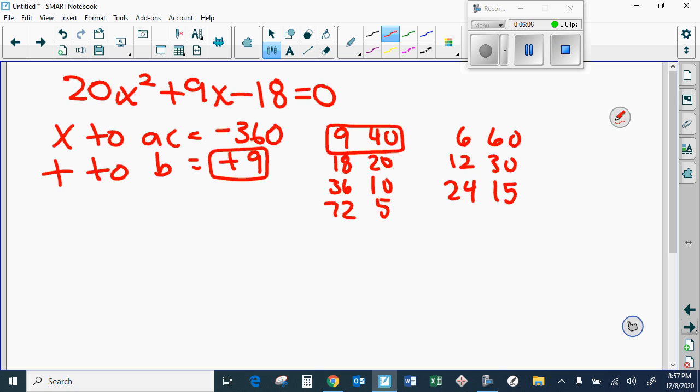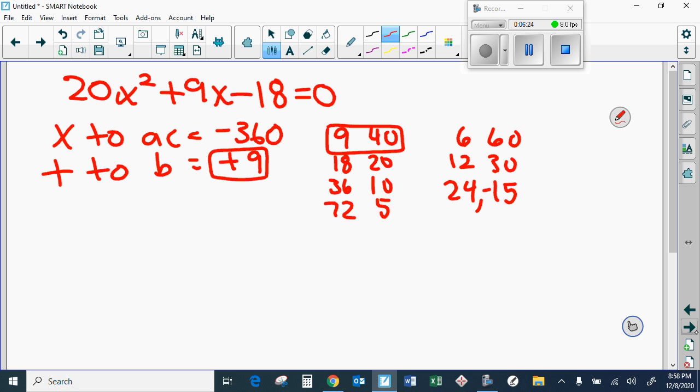Well, now I look at that. What's the difference between 24 and 15? 9. And so my two numbers are going to be 24 and negative 15. Okay, 24 minus 15 is 9, and 24 times 15 is 360.